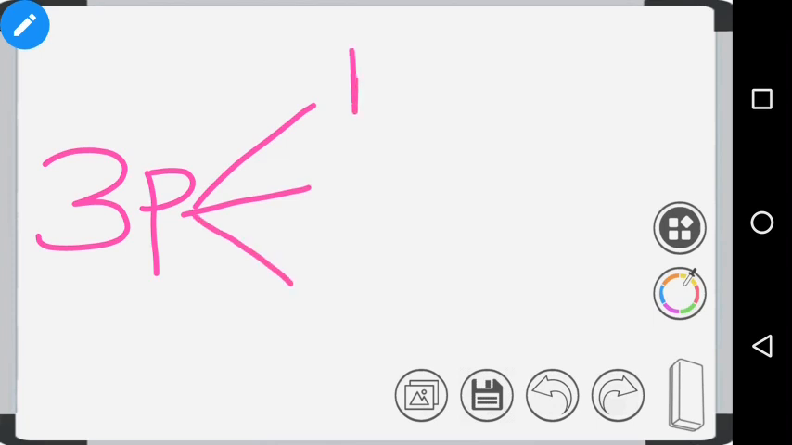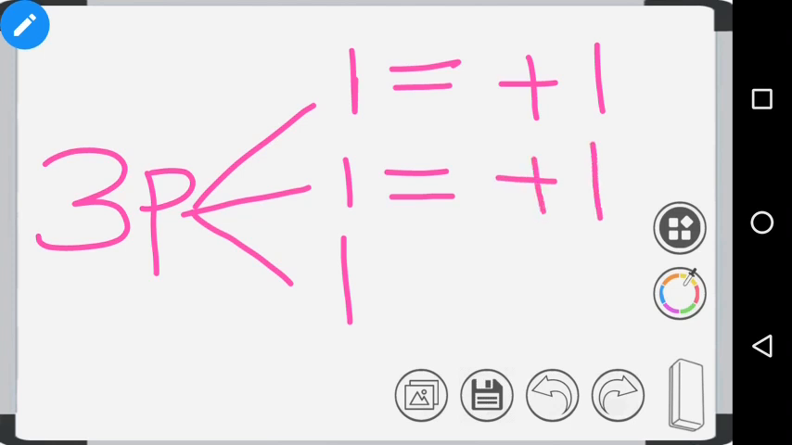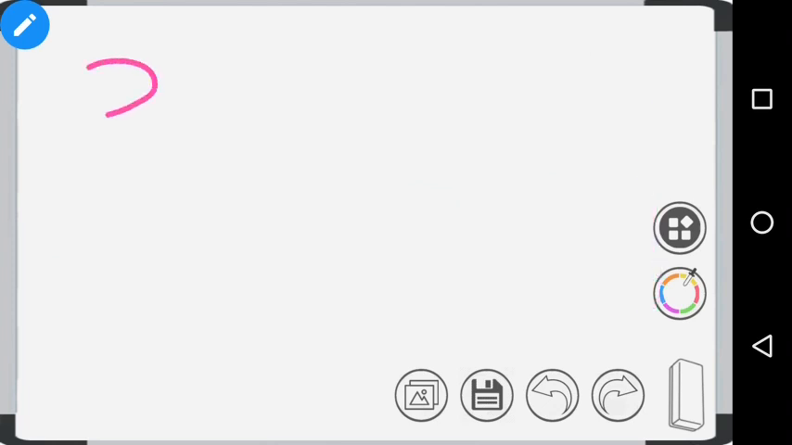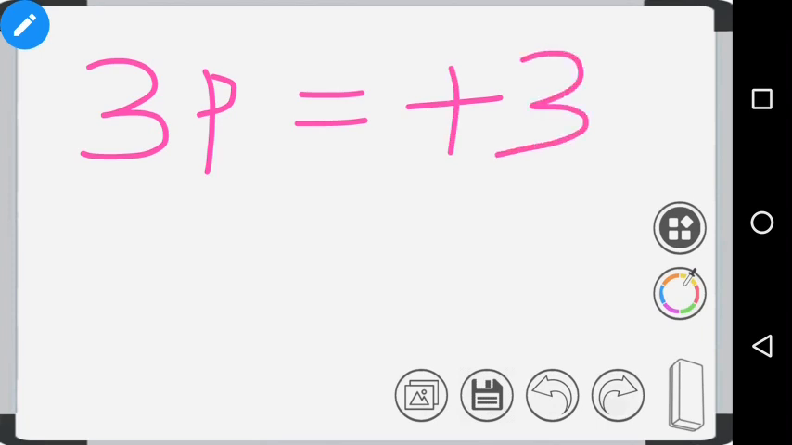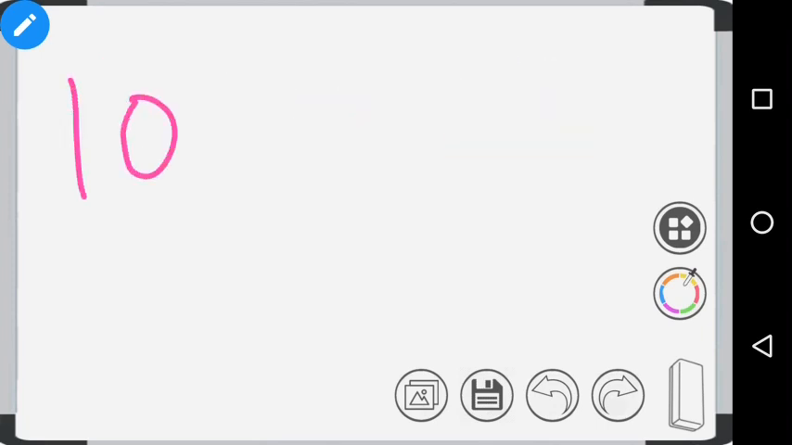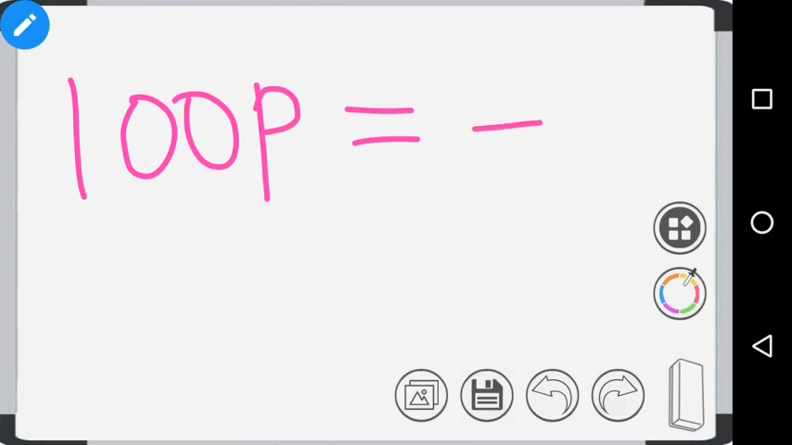First proton, second proton, third proton. Each will have 1 proton. So this proton will have +1 charge. This proton will have +1 charge. This proton will also have +1 charge. So totally we have to add this. So 3 protons will have +3 charge. Very easy. For example, if there are 100 protons, then what will the number be?